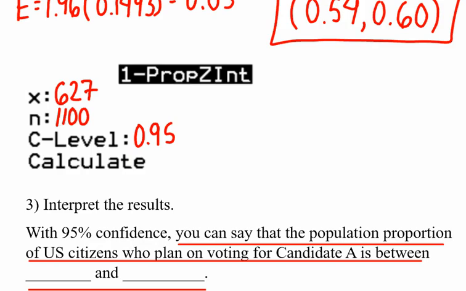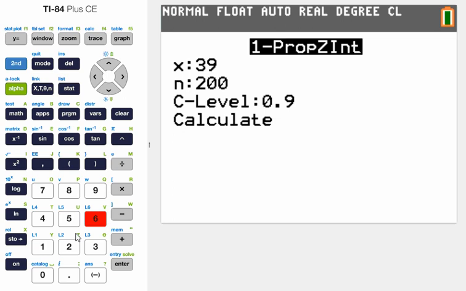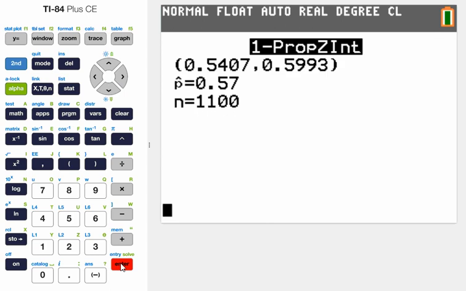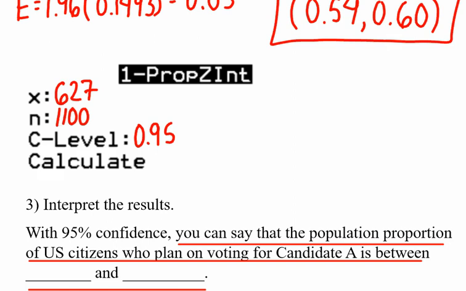Our x was 627. Hopefully I'm typing, yep, then 1100 was in our sample, and is the sample size. Our confidence level, 95%. Calculate that guy. Hey, look at this, 54 to 60%, just like we had before.